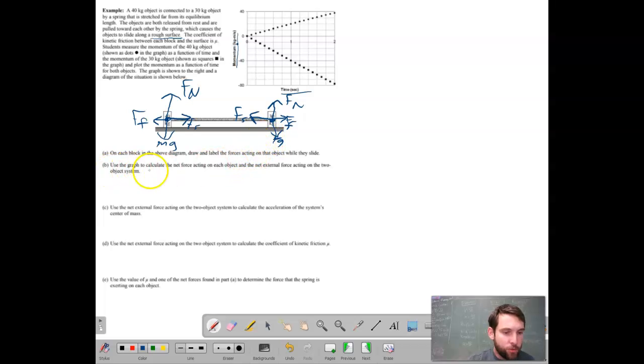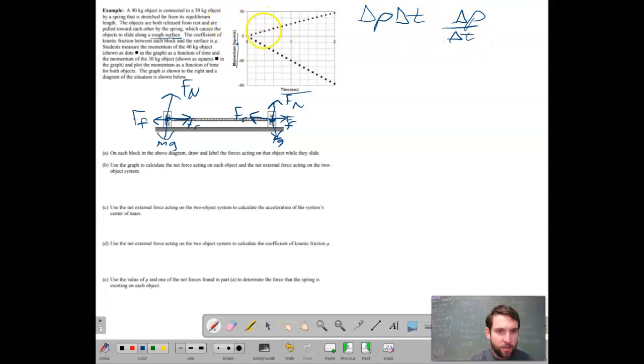There we go. Use the graph to calculate the net force acting on each object and the net external force acting on the two object system. All right, so looking at this graph, it is a momentum versus time graph. If I multiply these two quantities, I get that, my rise times my run. If I divide them, then I get my rise over my run, which is my slope.